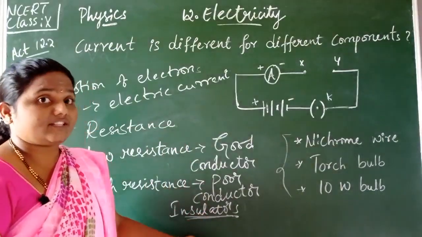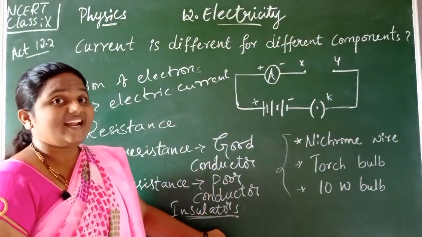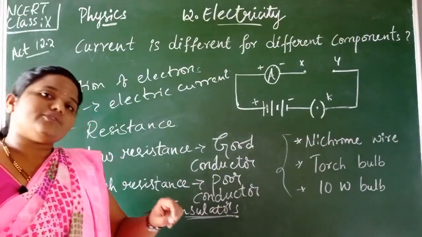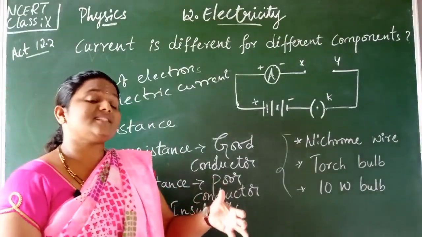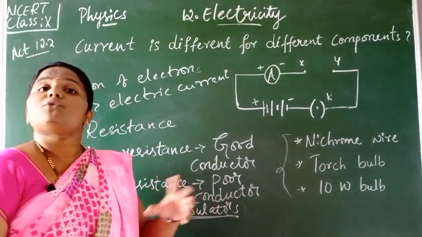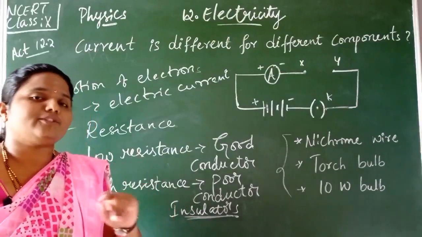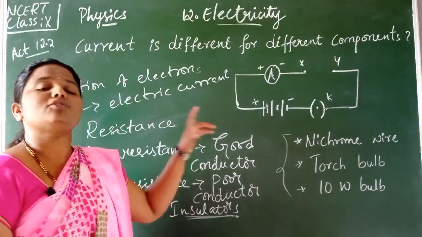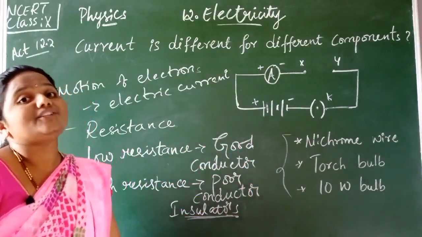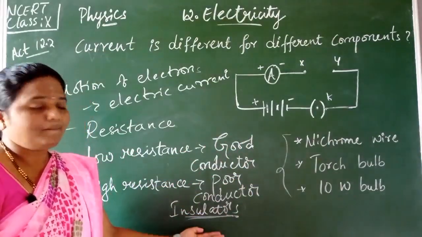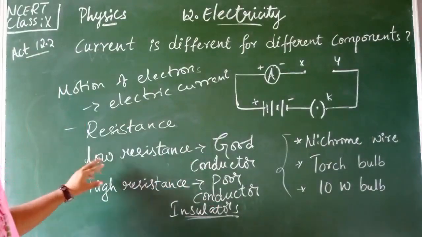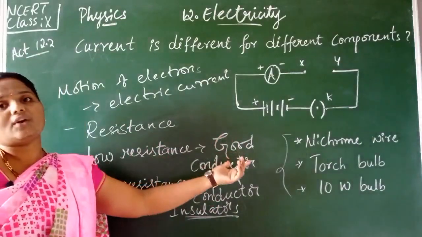Whereas for insulators, take rubber, children. It's a poor conductor. Because of that, usually utensils are made with what? Insulators, which do not allow the flow of current through them. Even the switchboards, children, are made with plastic. Here plastic is also a type of insulator. Got it, children? Okay, come back to the resistance topic. Yes, low resistance means good conductor.